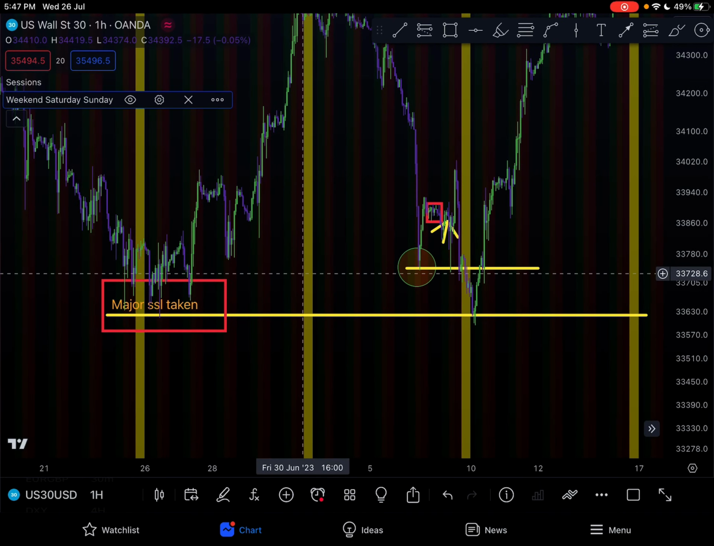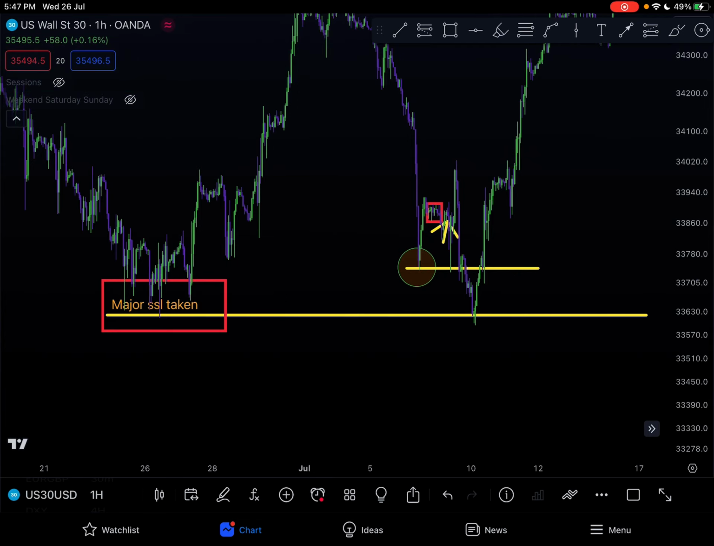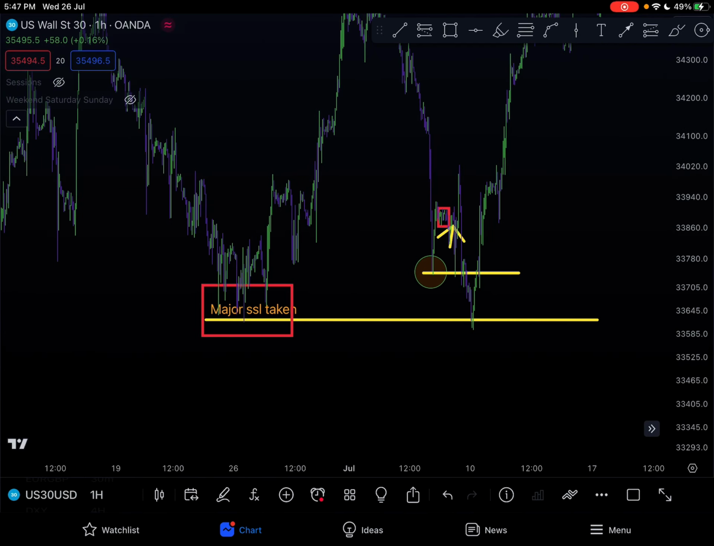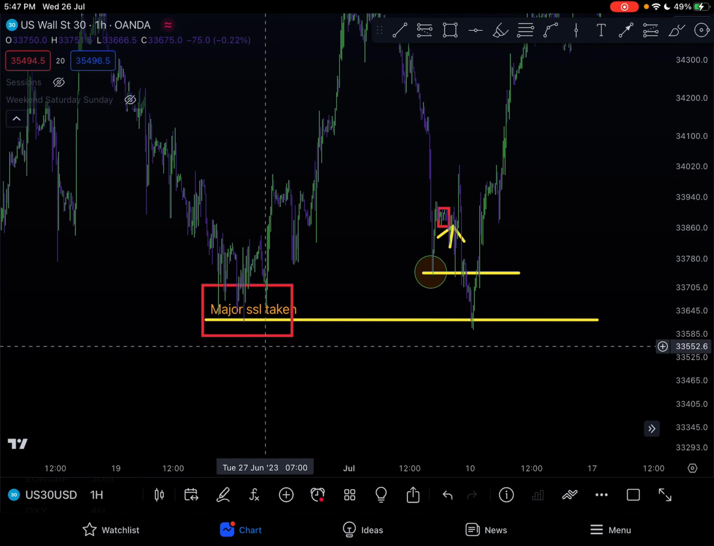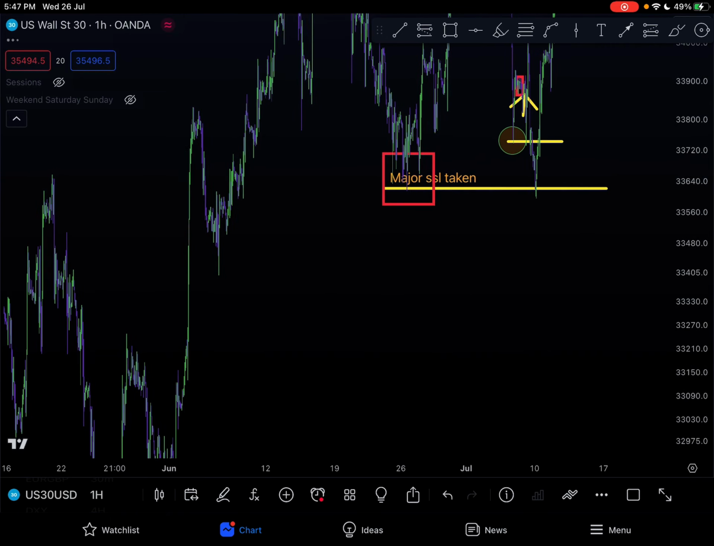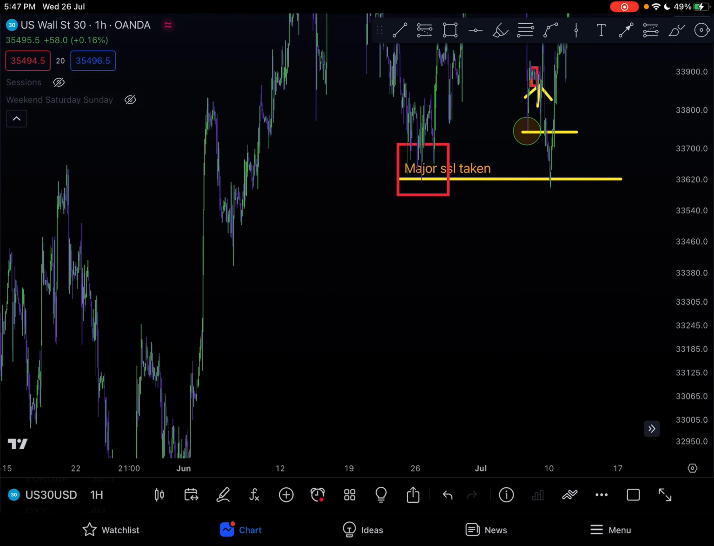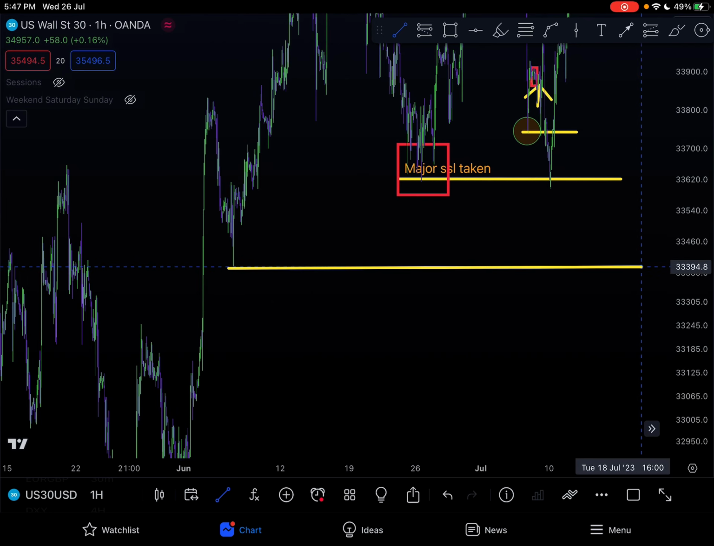But again, emphasis on major sell-side liquidity taken. Is there anything else down here? I mean, let's be honest, we have this one, right? But I'm not expecting that one to get hit. I'm not.